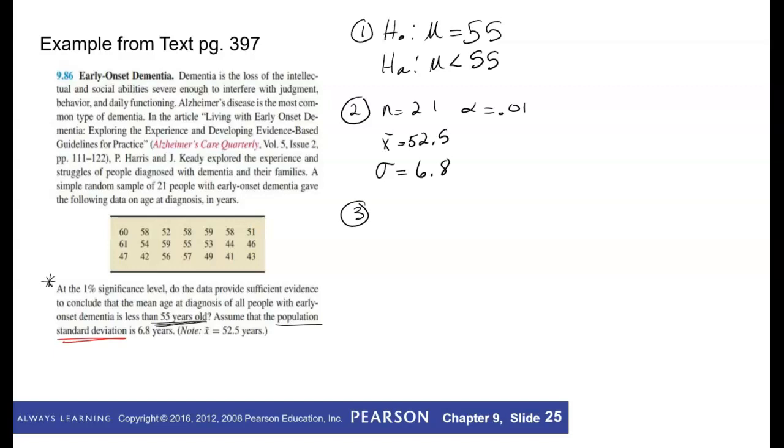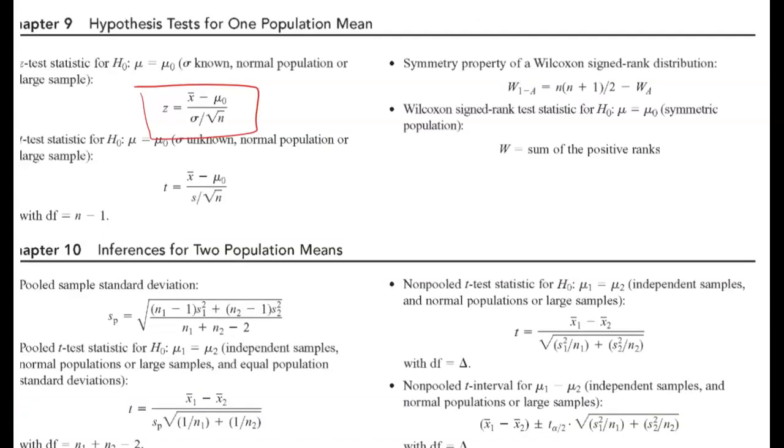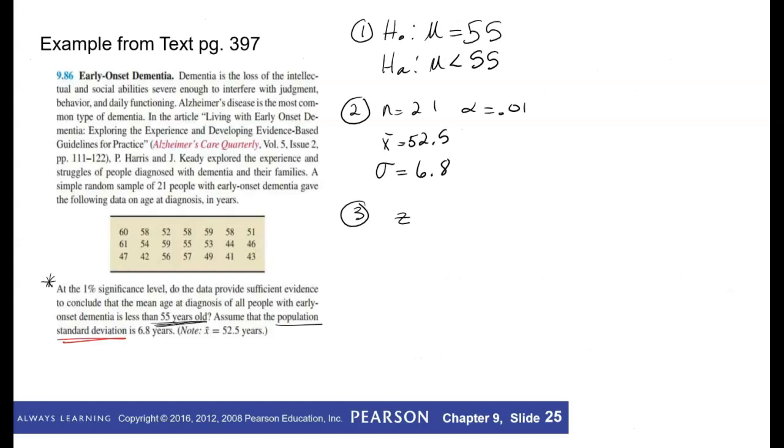So hopefully you were able to plug in all the information. And if you don't recall where your test statistic formula is, you can go to your formula sheet. Please get in the habit of using that. Z equals X bar minus mu sub 0 over sigma over square root of n. So X bar is our 52.5. Mu sub 0, remember, is the number that's up here, the 55. 6.8 divided by square root of n, square root of 21.